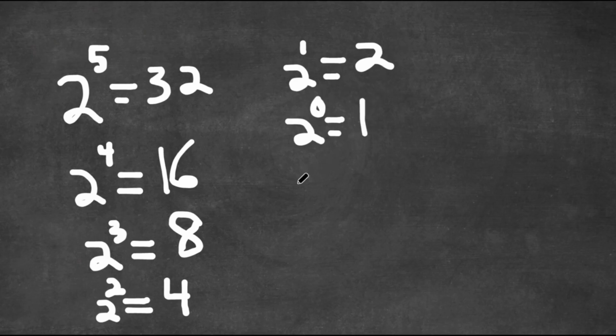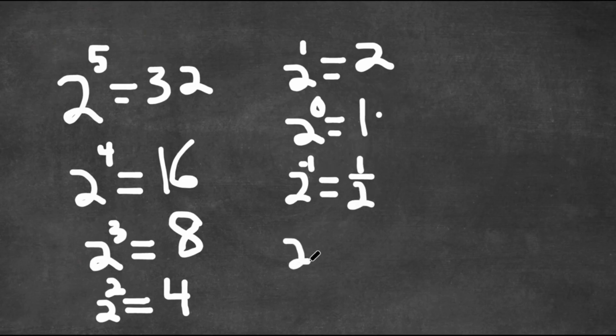And we can go even lower. We could do 2 to the power of negative 1. And that is equal to 1 divided by 2. And we can go even lower, 2 to the power of negative 2. This is equal to 1/2 divided by 2, which is 1/4. And it just goes on and on and on. So this is why any number to the power of 0 equals 1, and this rule applies to all exponents.